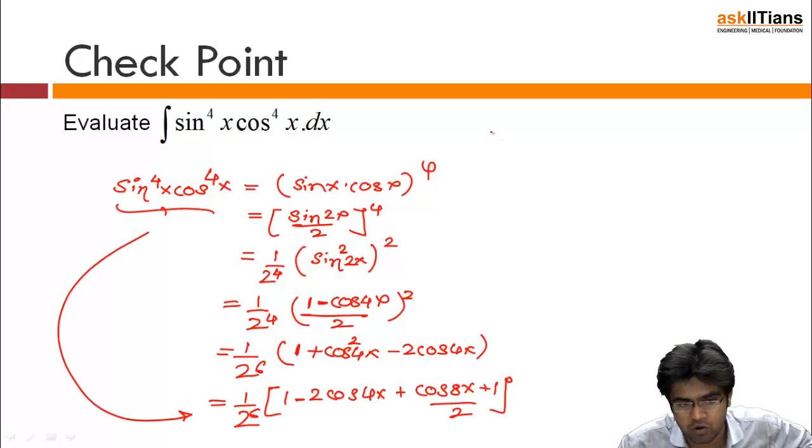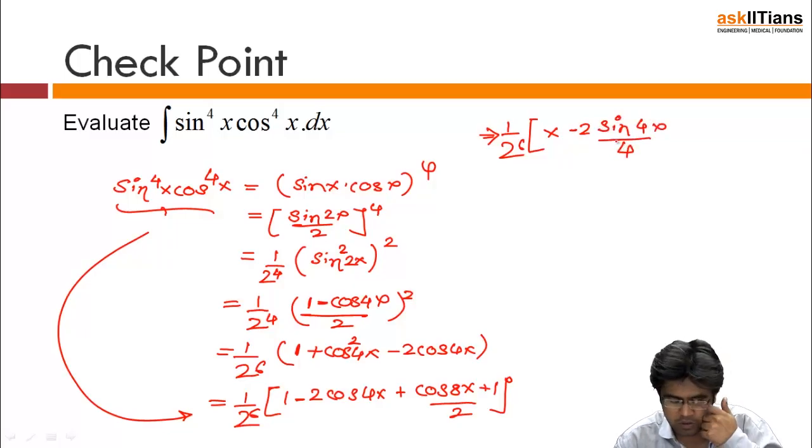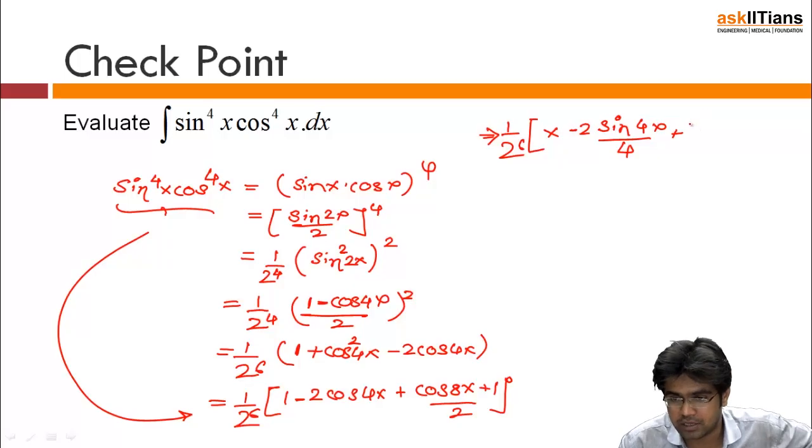What I am going to write, if I want to integrate this, then the integration will be 1 upon 2 to the power 6. Integral of 1 will be x minus 2. Integral of cos 4x will be sin 4x by 4, because d by dx of sin is cos. And then integral of cos 8x by 2 will be what? Plus integral of cos 8x, there is 1 by 2 outside. Integral of cos 8x is sin 8x by 8, and then there is a 1 by 2 as well, so that means x by 2.